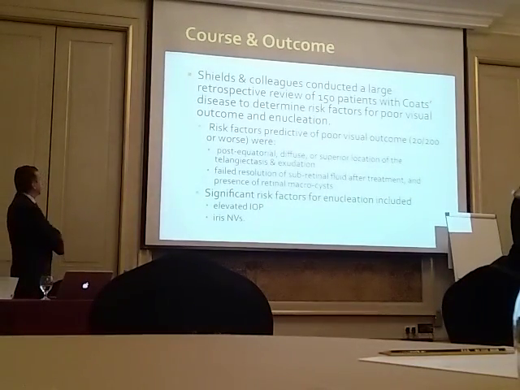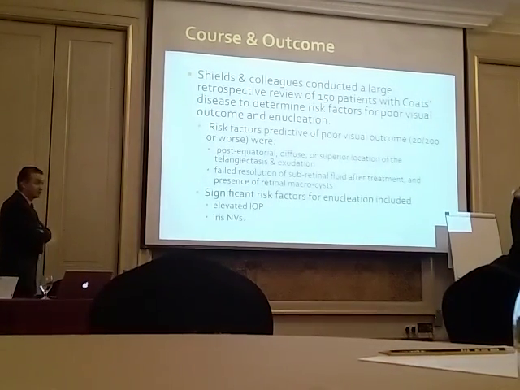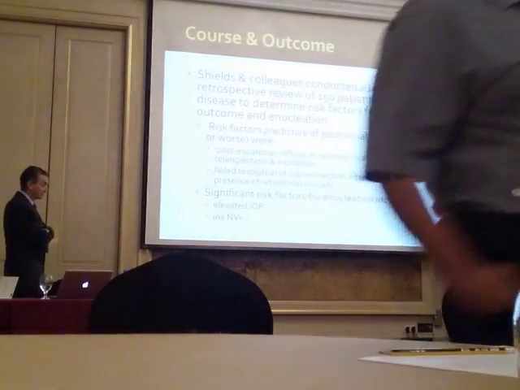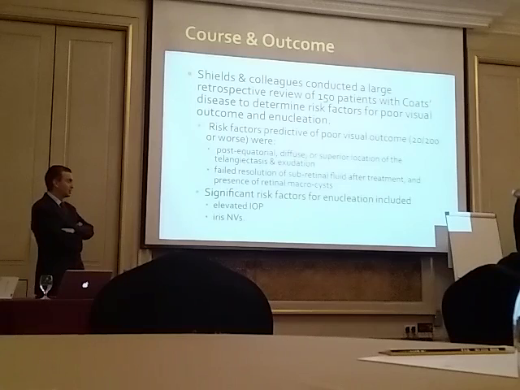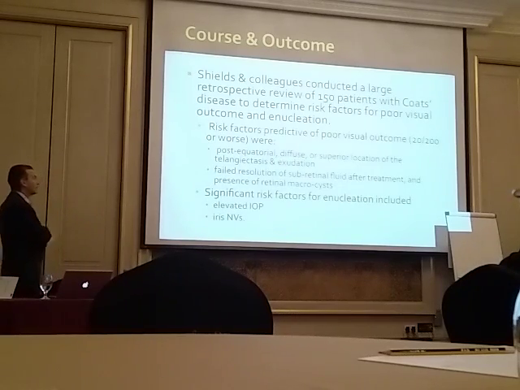Shields and colleagues have reported the biggest series of Coats disease. I don't know if you're familiar with Carol and Jerry Shields, but they are the main tumor-related people in the US, in Philadelphia, and they have the biggest series of Coats disease because of these small boys and baby girls that get referred to them as presumed retinoblastoma cases.